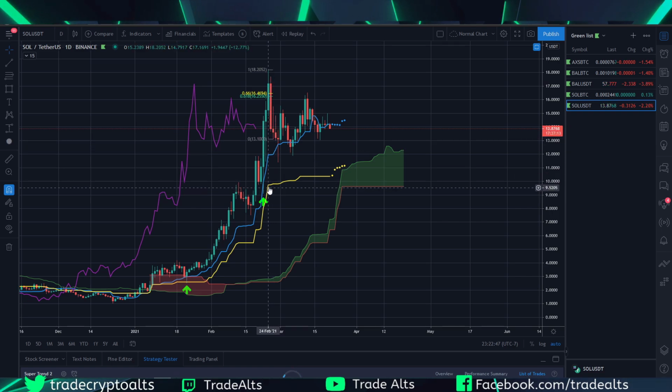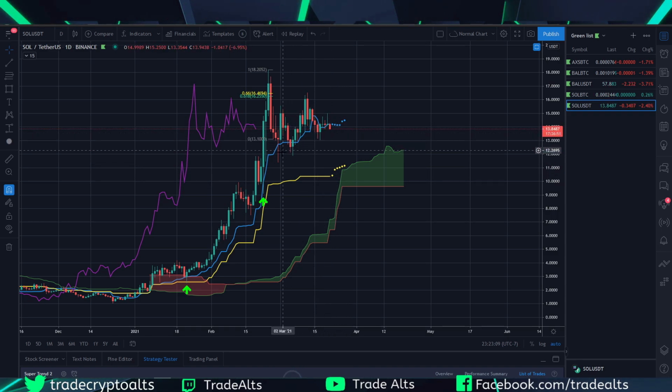Now, you see your Kijun flat, it's flattening out. Your Tenkan is far away from your yellow Kijun here. So this is not good. Typically like this, you see the divergence, right? From your Tenkan and your Kijun, there's a lot of space between them.